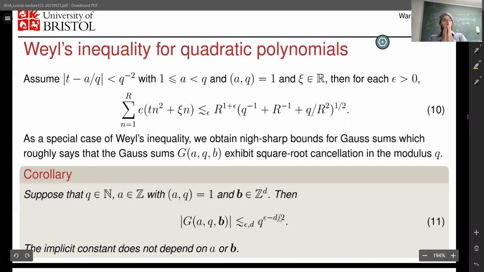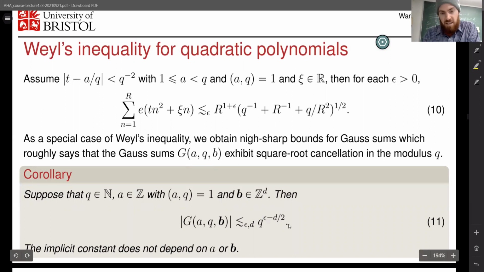And remember that I said that the d-dimensional Gauss sums are just a product of one-dimensional ones, a product over the coordinates of b. This bound didn't depend on b, where c is just b over q, which is also necessary for the periodicity. And you get to amplify that bound to q to the epsilon minus d over 2. Right, the one-dimensional sum was when d is 1, and we had q to the epsilon minus 1/2. Now we get, for d dimensions, q to the epsilon minus d over 2. And that implicit constant depends on the dimension and on epsilon, but it does not depend on a or b or q.